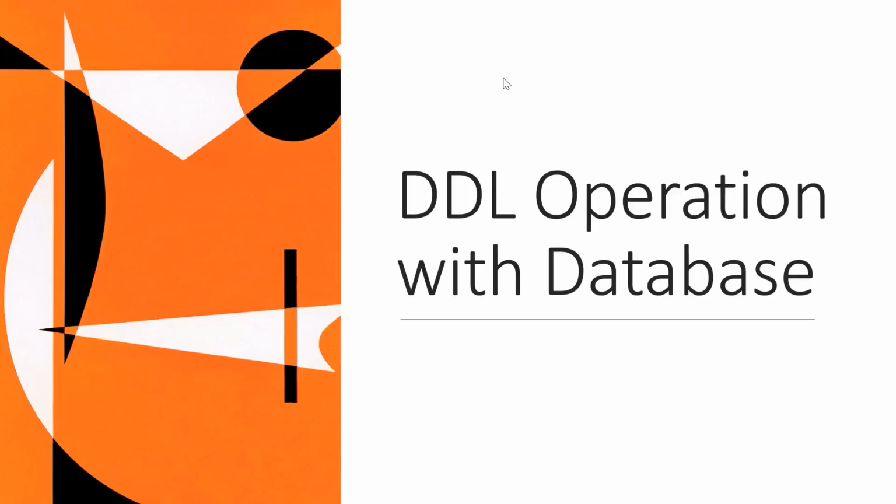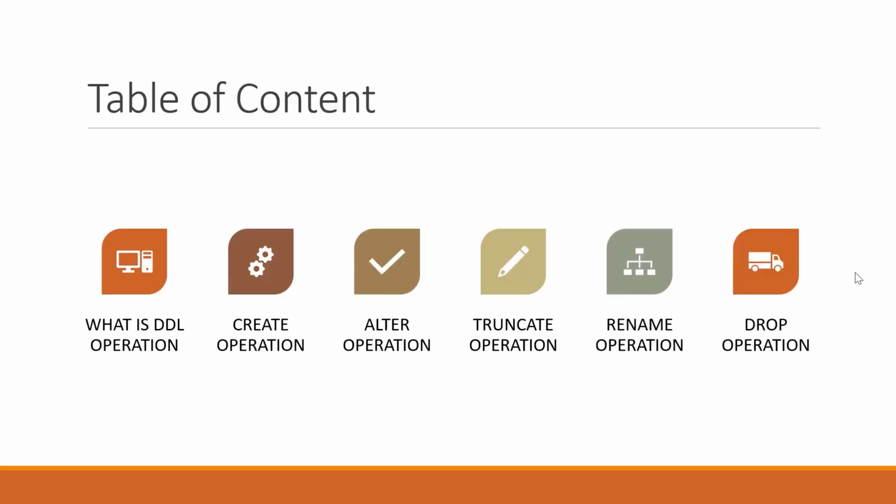Hello and welcome everyone. In this video tutorial, we will discuss DDL operations and understand how we can implement these operations in our database using Python. The main key DDL operations that we are going to cover in this video tutorial are the create operation, alter operation, and truncate operation. Then we will discuss the rename operation, and in the last we will discuss how we can implement the drop operation. So without any further delay, let's start with the topic.